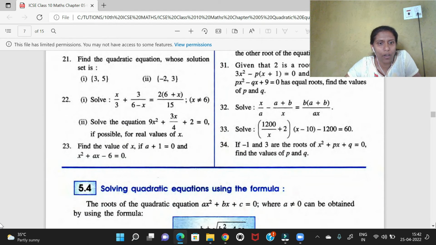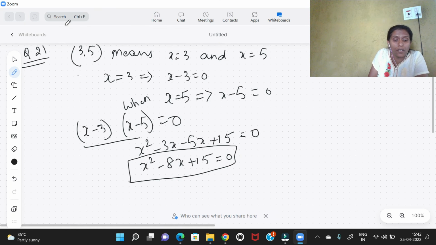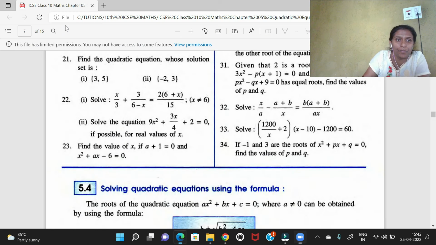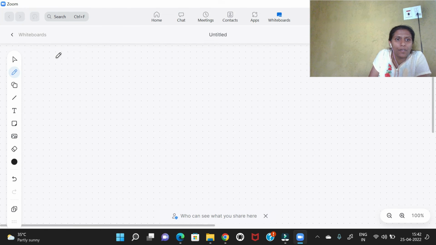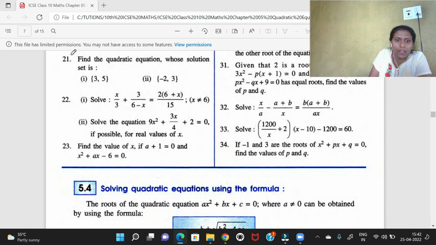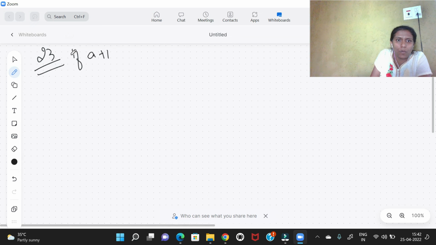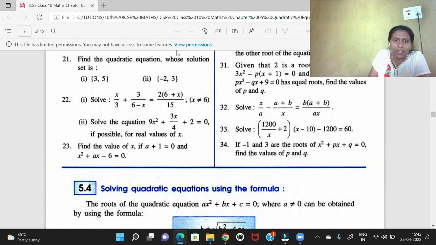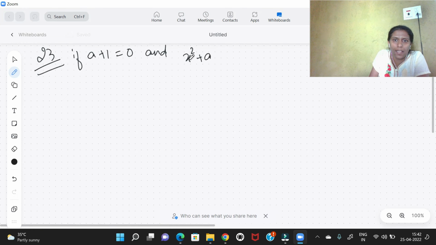So now let's go for: find the value of x if a plus 1 is equal to 0 and x square plus ax minus 6 is equal to 0. I am going for question 23 by rubbing the board. Finding the value of x, question number 23. If a plus 1 is equal to 0, right? And x square plus ax minus 6 is equal to 0.